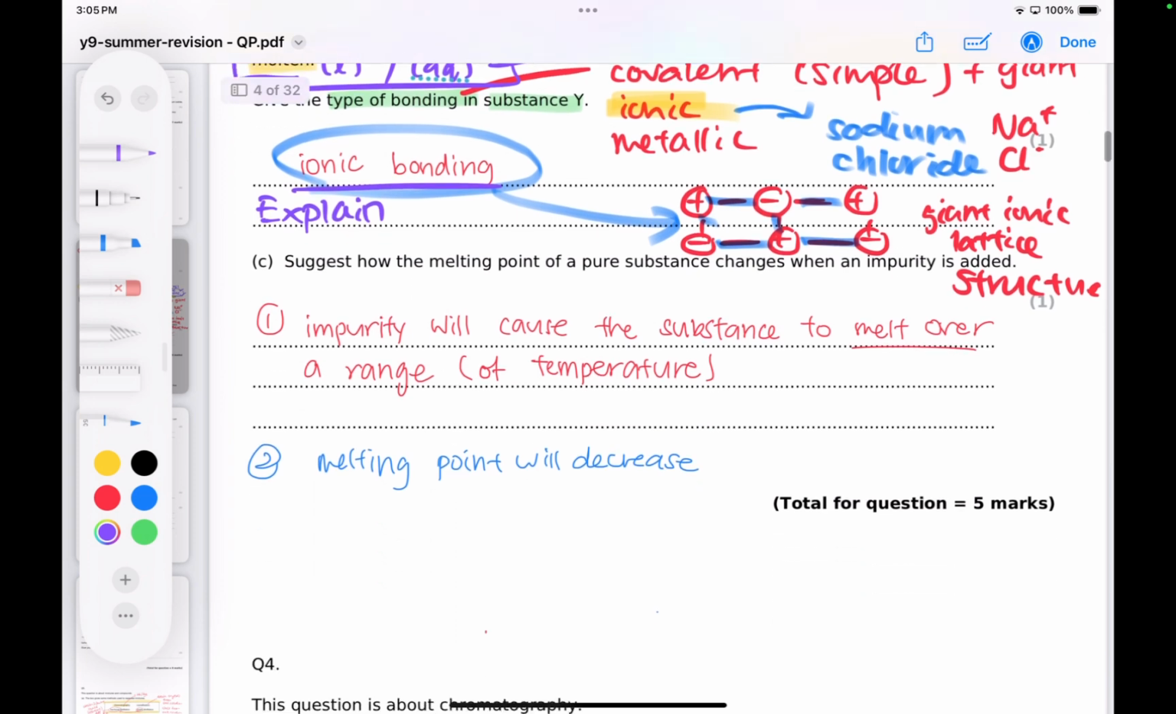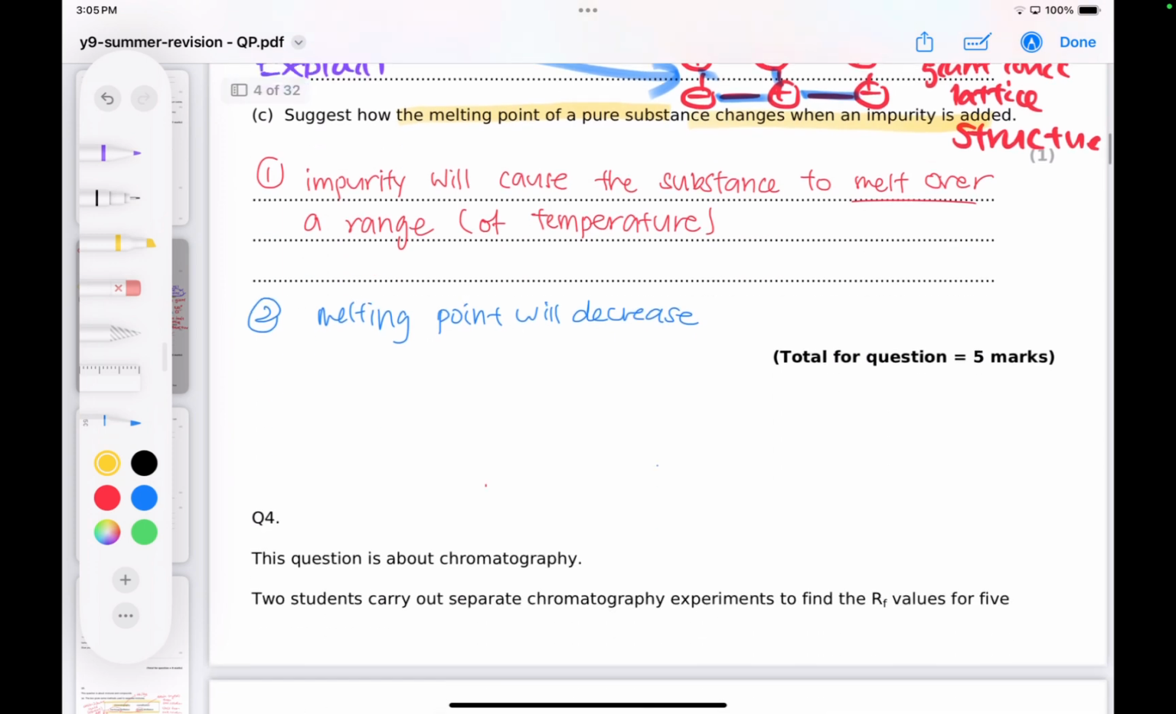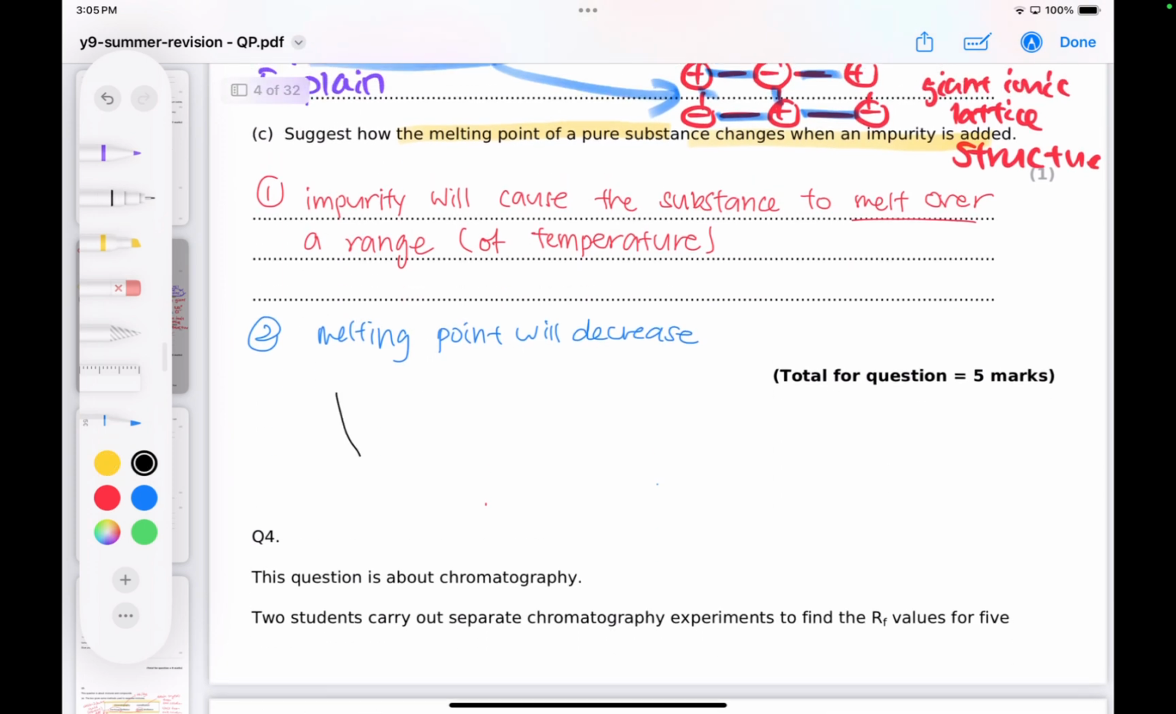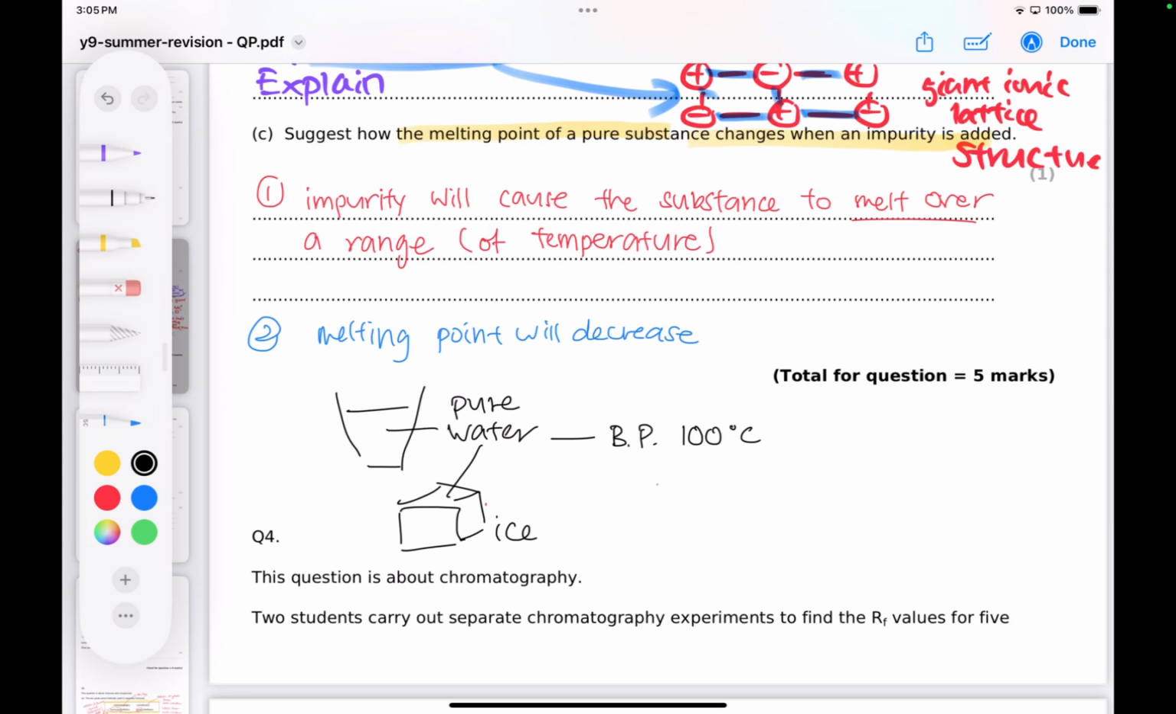Finally, our one last question here is suggest how the melting point of a pure substance changes when impurity is added. For this question, I'm going to draw out a glass of water. Imagine here we have pure water. We also have an ice block here, and again, this is made of pure water. For pure water, the boiling point is 100 degrees Celsius. If it's an ice cube made of pure water, it will only start to melt at 0 degrees Celsius. So the melting point and boiling point for a pure substance is fixed.